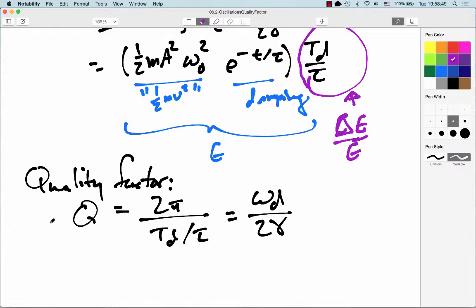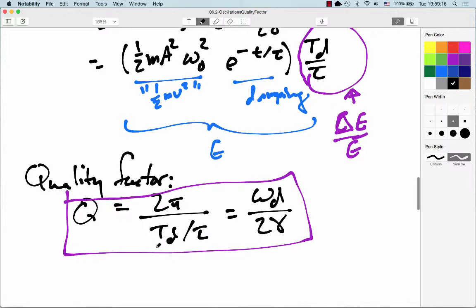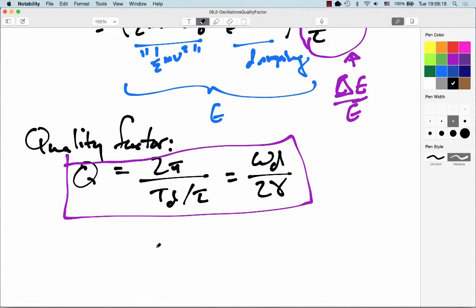Alrighty. So if we go and take a look at this, this does what we want. If we have a slow decay, TD over tau will be small, Q will be big. And if we lose energy quickly, TD over tau will be big, and so the quality factor will be low. So that's enough for that for now. We'll be revisiting that when we take a look at forced oscillators.